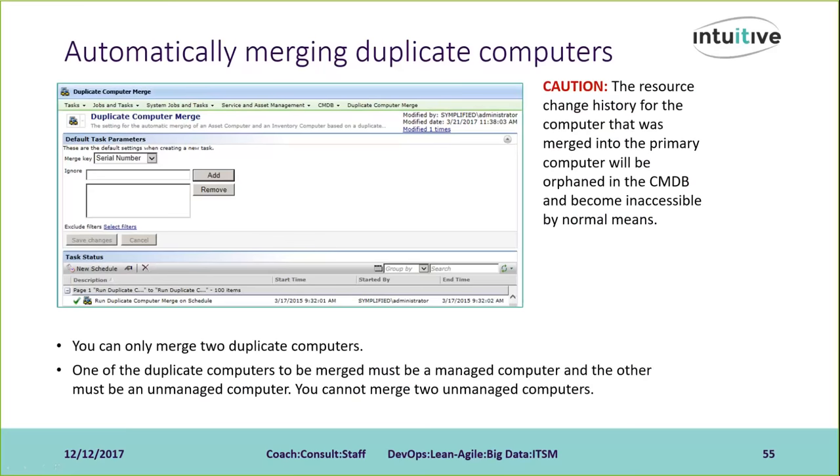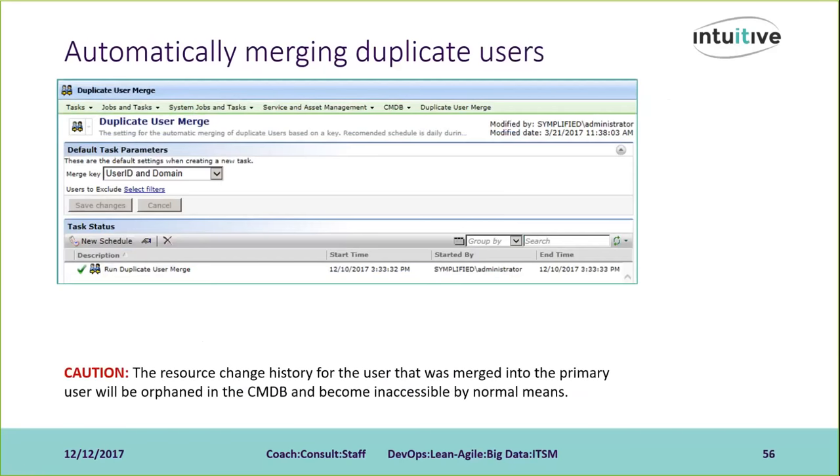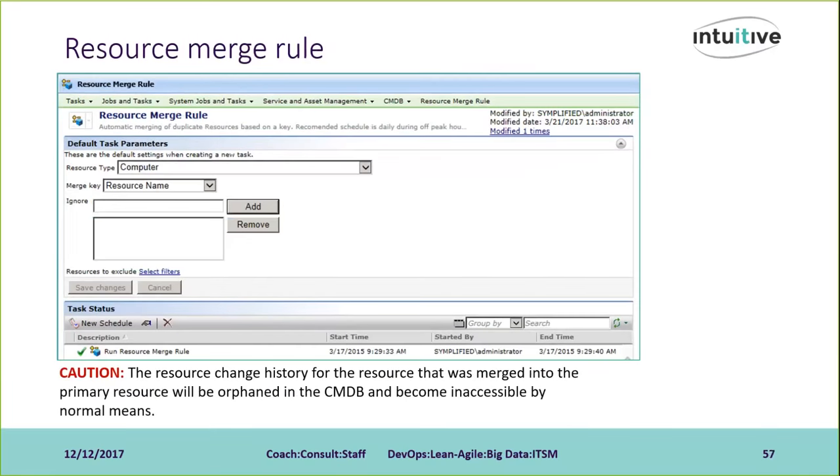Duplicate users. So we may end up with duplicate users based on varying data sources. So I may bring in users based on Active Directory import as well as PeopleSoft HR imports, for example. So I may end up with duplicate users in my CMDB. So this automated task will take care of that for me. A more general resource merge rule, similar to the computer merge rule, but this one I can merge any resource type that's currently in the database.